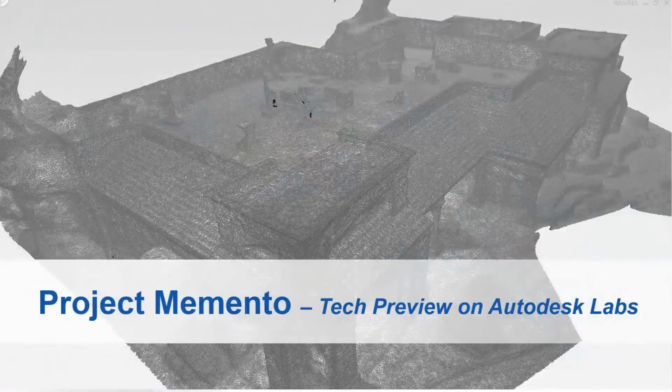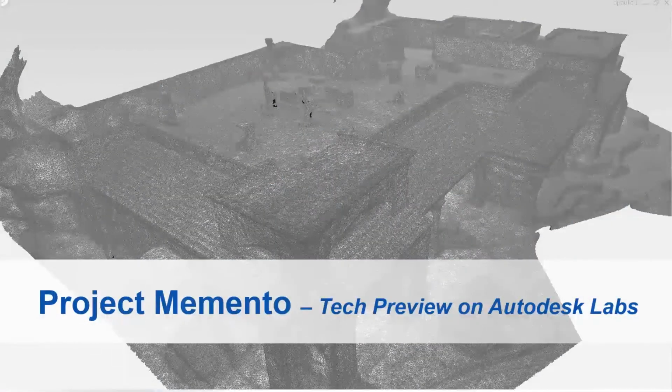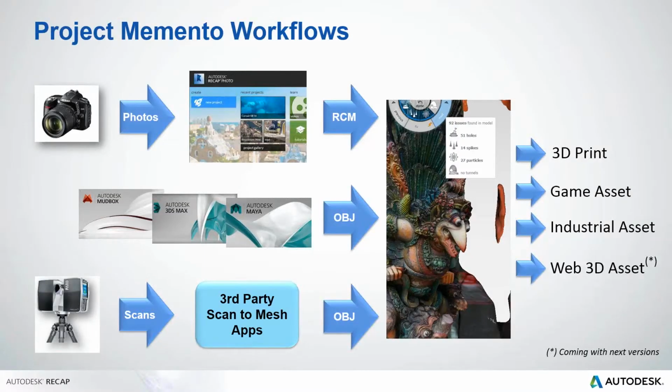Now, if you take advantage of Project Memento, a tech preview from Autodesk Labs, it allows you to take in these large meshes, work on them, clean them up, and bring them out into other tools. Here it's talking more about game assets or industrial assets, but you can clean things up for 3D printing. So if you have a scan of a building, you can then get it 3D printed. But I've actually been using this to create 3D geometry that I can use for analysis.